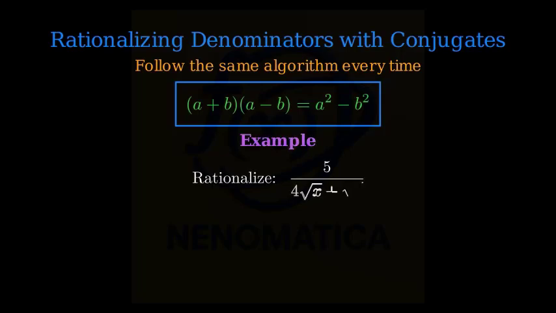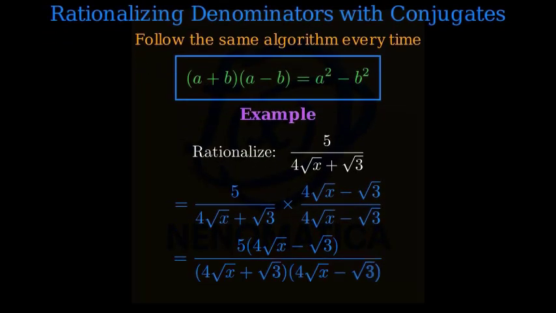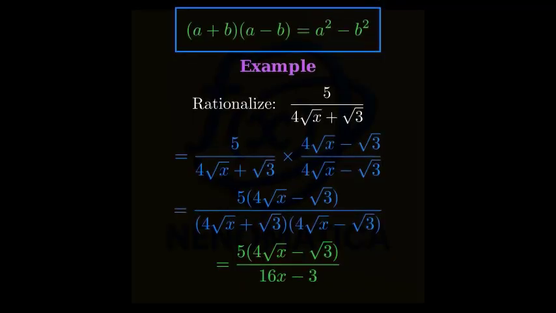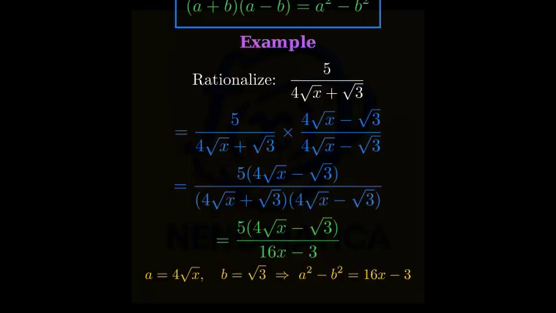Example 1. Rationalize the denominator of 5 over 4 times the square root of x plus the square root of 3. We will multiply top and bottom by the conjugate, 4 times the square root of x minus the square root of 3. Then we will combine, and finally simplify the denominator using the difference of squares. Notice here that a equals 4 times the square root of x, and b equals the square root of 3. Then a squared is 16x, and b squared is 3, so the denominator becomes 16x minus 3.